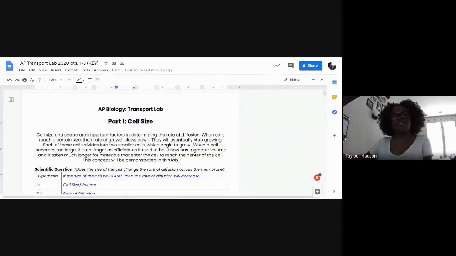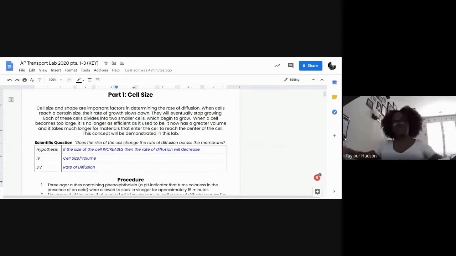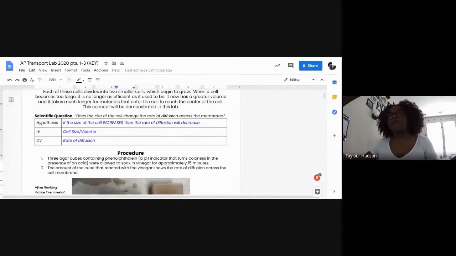For the first part of the lab was about cell size. The big picture about cell size is that the larger your cell is, the more constraints or pressure, not literal pressure, but I mean like emotional pressure, that puts on the cell in order to meet the demands of the cell. So the larger the cell, the higher the demands, and the harder it would be, especially if we're talking about getting materials in and out of the cell. So a hypothesis would probably say something about increasing cell size would decrease the rate of diffusion.